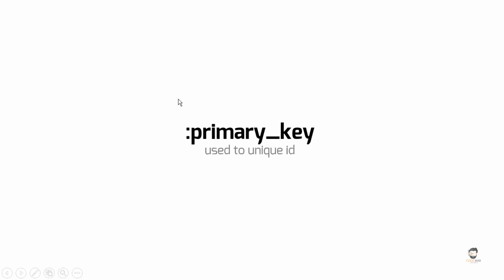So next is primary key. Primary key is basically used to store a unique ID in a column. Primary keys have some constraints. It should not store a null value in the column, which means the not null constraint, and it should be a unique ID. It will be unique, and it should also be indexed properly.